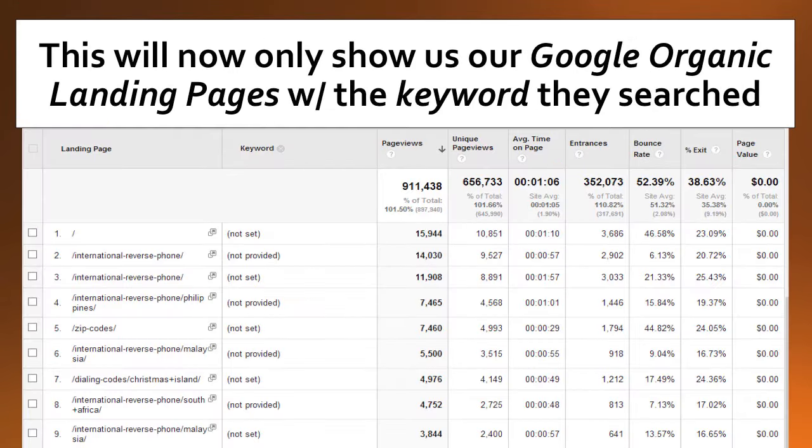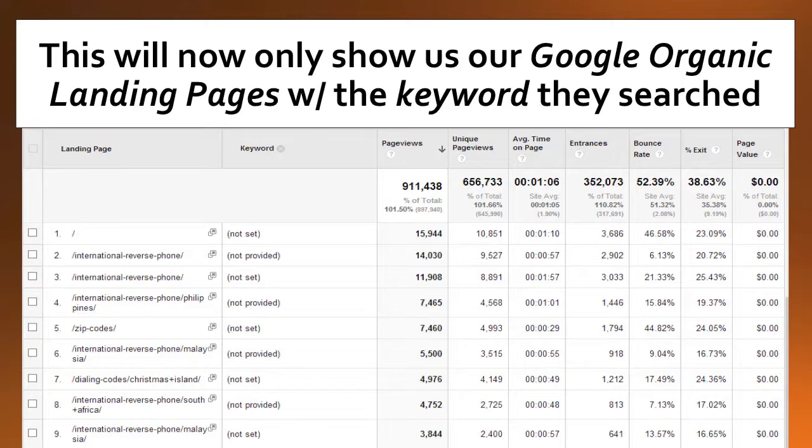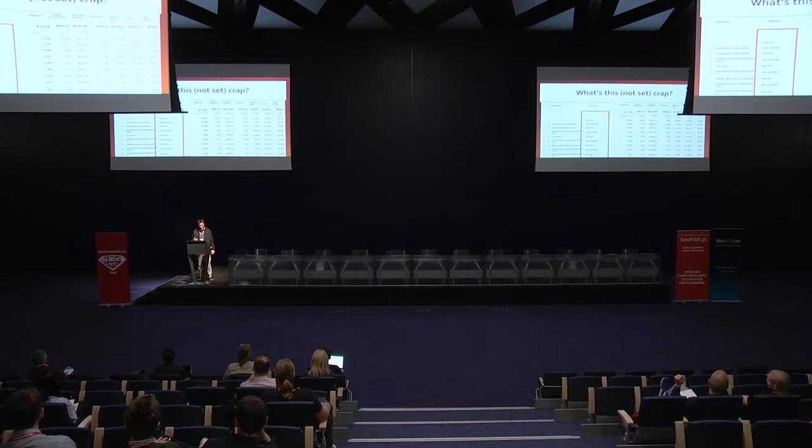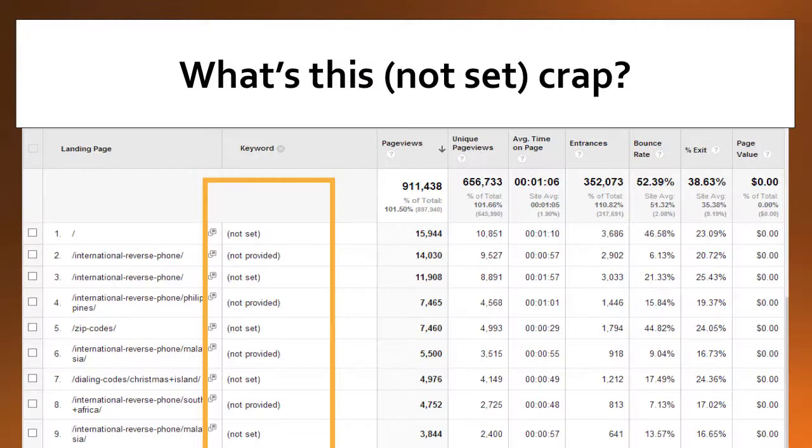Now, once you do that, it's going to show you only the Google organic landing pages, because remember, we already tailored it down just to the Google traffic. So it's going to show you only the Google organic landing pages with the keyword that they searched. And of course, it gives you all the data over here, the bounce rate, the page views, all this kind of stuff. Now, what the hell is this not set crap? You can see this stuff here.